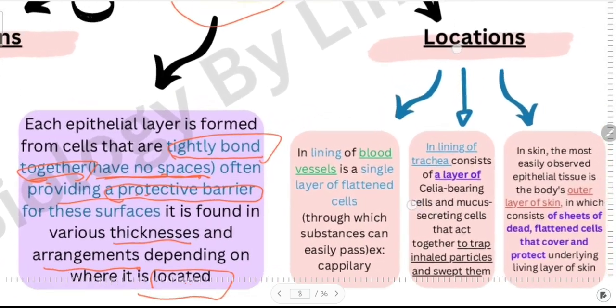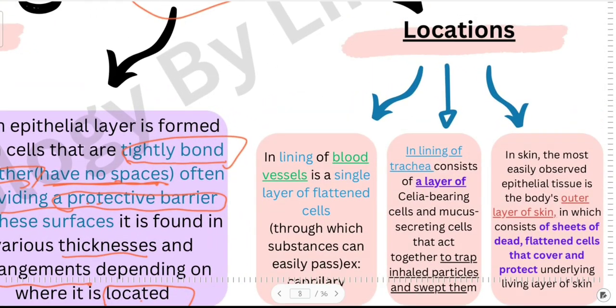The location, we will talk about three examples. The first example is the location in blood vessels. The second example is in the lining of the trachea, and the third example, how they cover the outer layer of the skin. The first example, when we talk about the blood vessel, we have three types of blood vessel: arteries, veins, and capillaries. And in all of these three types of blood vessel, the lining of them consists of a single layer of flattened cells of this epithelial tissue.